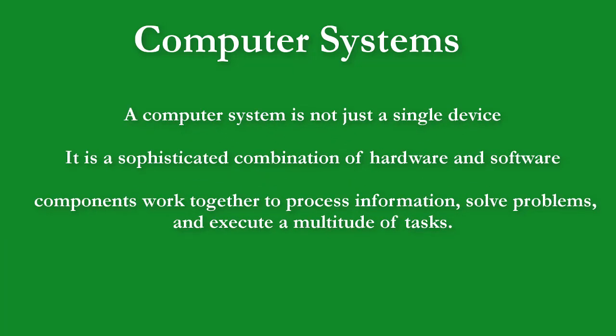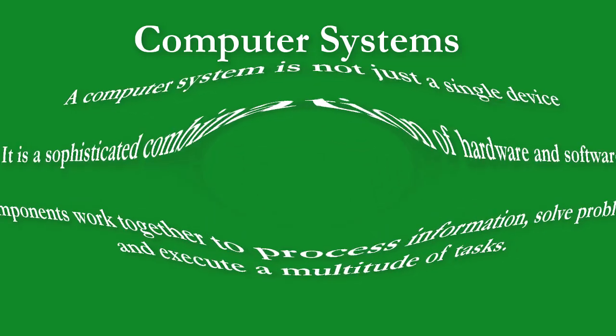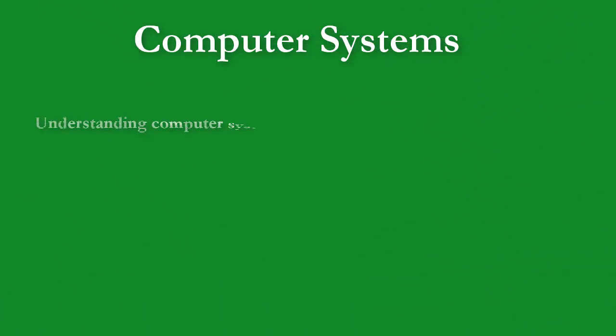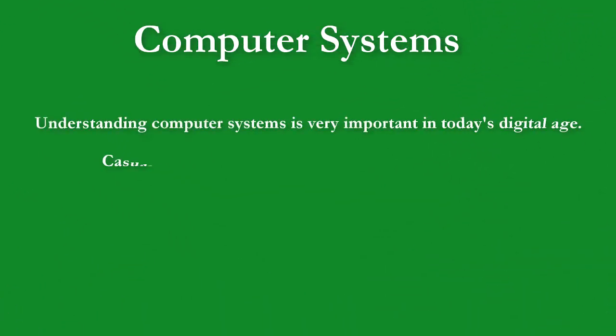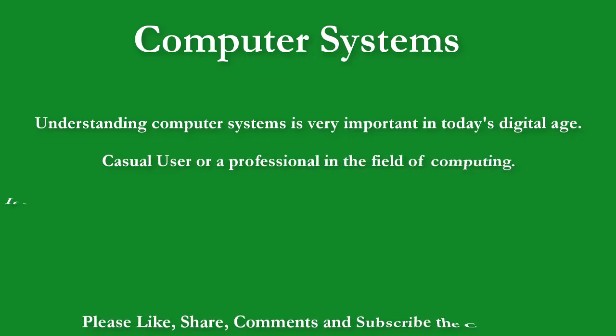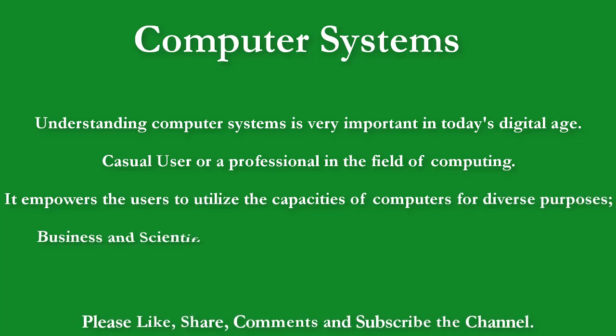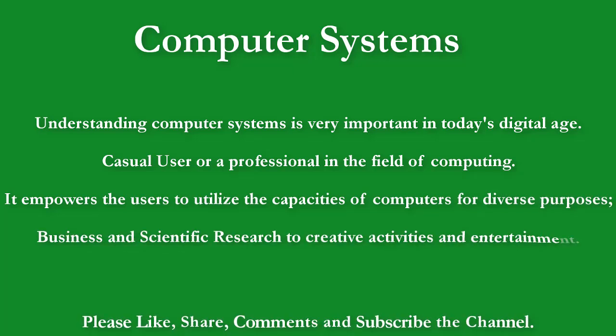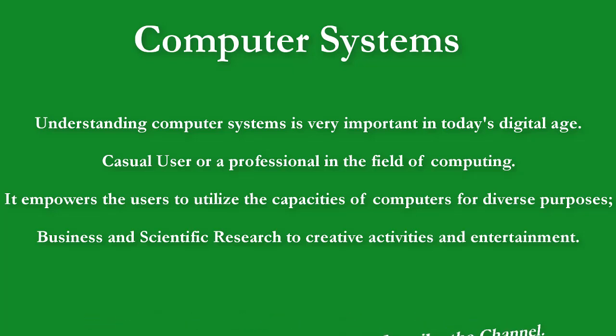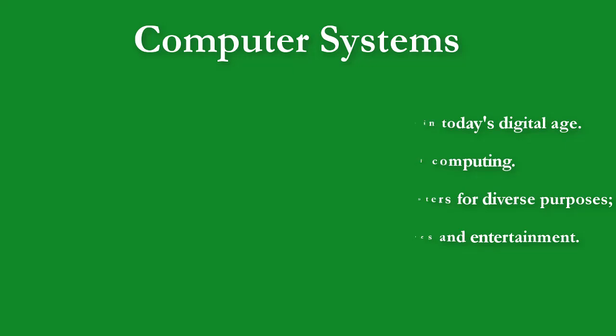A computer system is not just a single device but a sophisticated combination of hardware and software components that work together to process information, solve problems, and execute a multitude of tasks. Understanding computer systems is very important in today's digital age, whether someone is a casual user or a professional in the field of computing. It empowers the users to utilize the capacities of computers for diverse purposes, from business and scientific research to creative activities and entertainment.